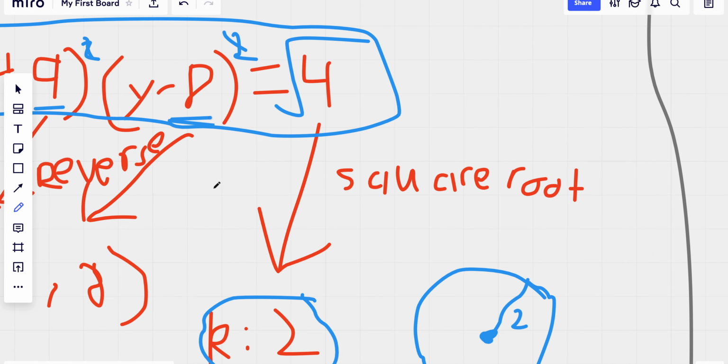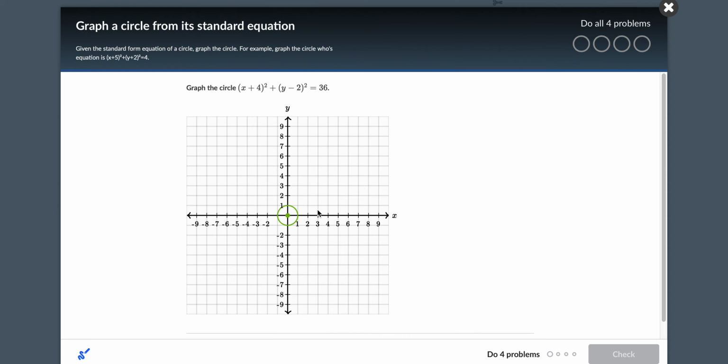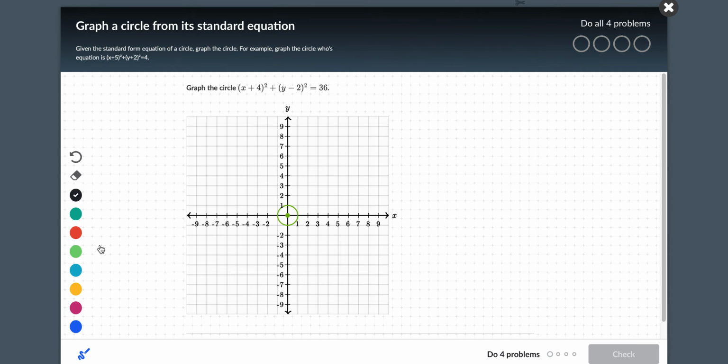All right, so that's just a basic intro. Now let's get into some practice problems. I just have a quick way of doing it. Basically, just reverse this. Reverse that. Square root this.